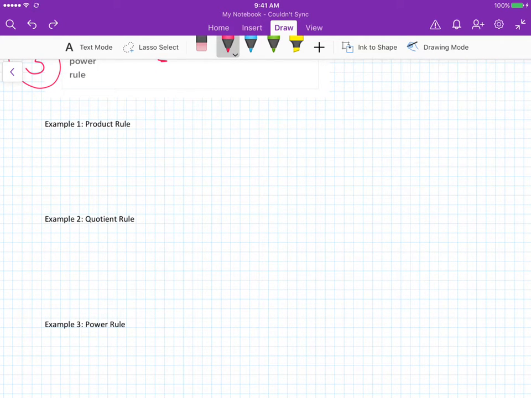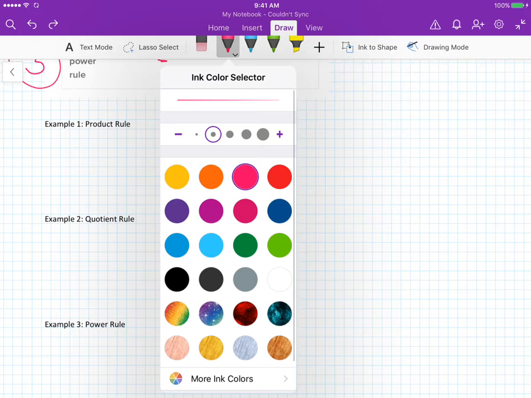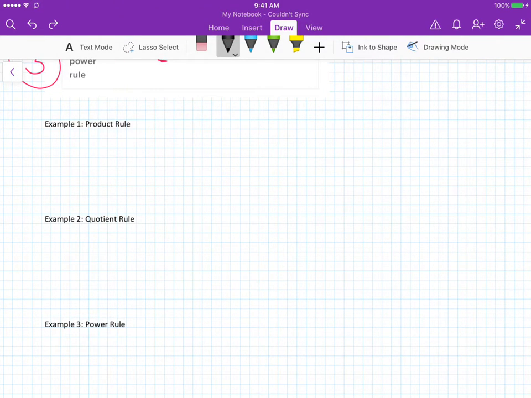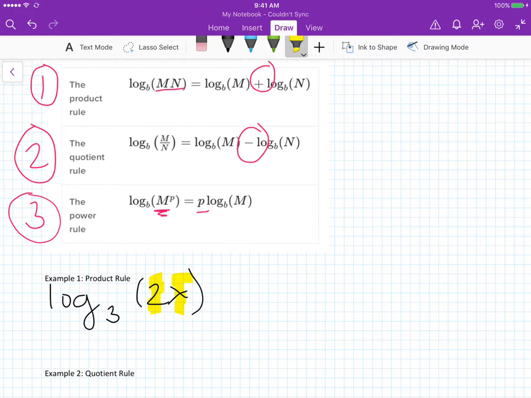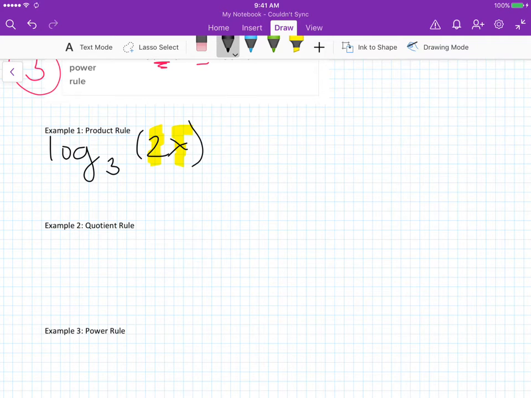So let's take an example of log base 3 of 2x. Now, with the product rule, it says that really I'm taking the log of 2 and I'm taking the log of x. Because this is being multiplied, I can use the product rule. The product rule up here says that I can separate these.